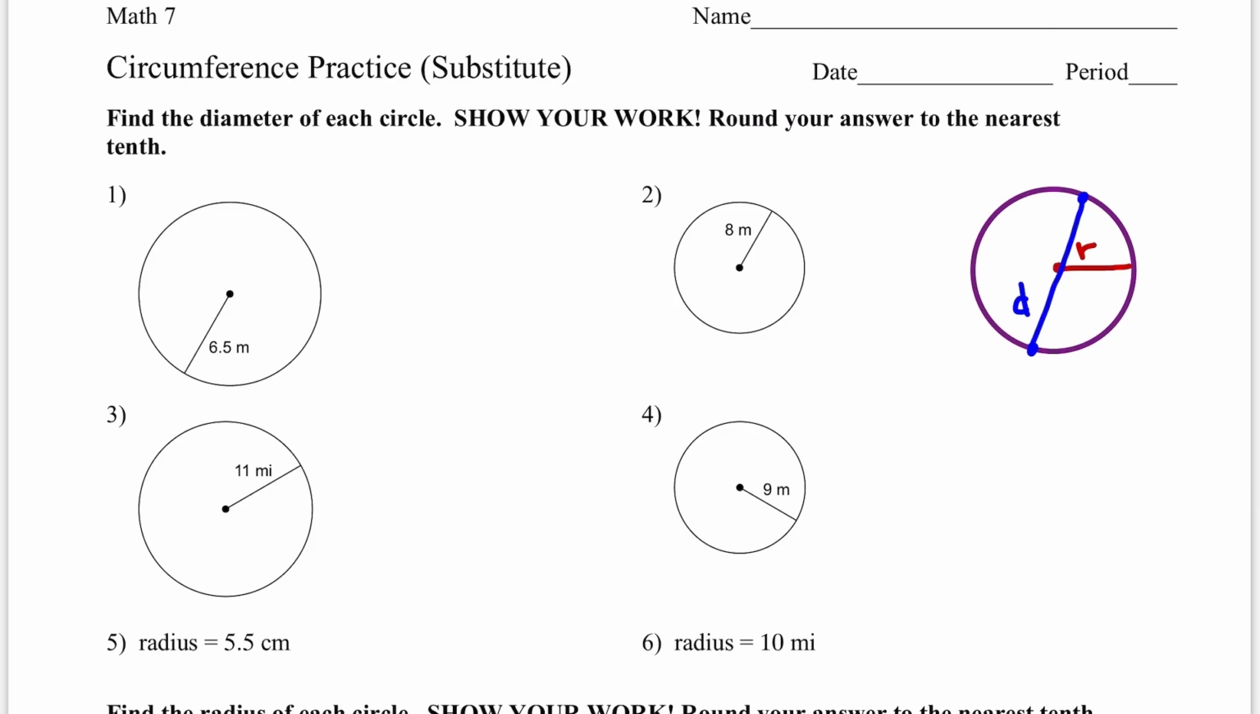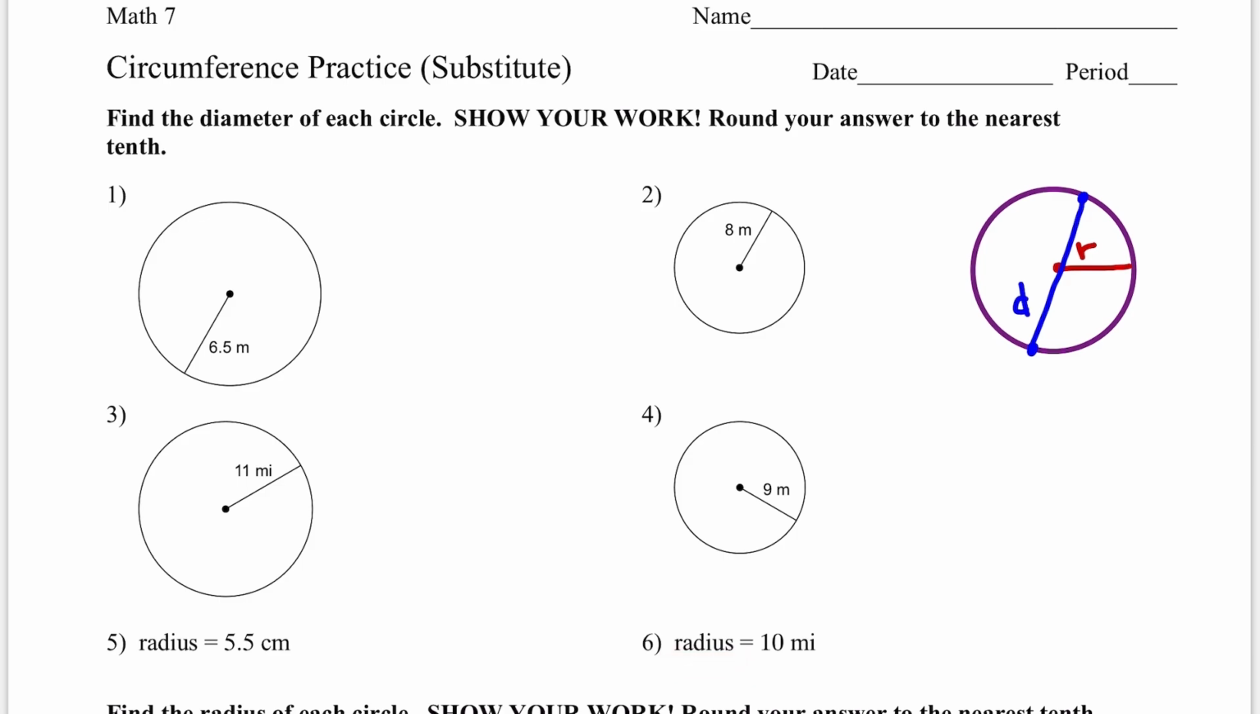Questions 1 through 6 say find the diameter of each circle. Show your work and round your answer to the nearest tenth. So if you take a look at all of these problems, 1 through 6, I am giving you a part of a circle that starts in the center and goes to the edge. In problems 5 and 6, I'm telling you that the part that I'm giving you is the radius.